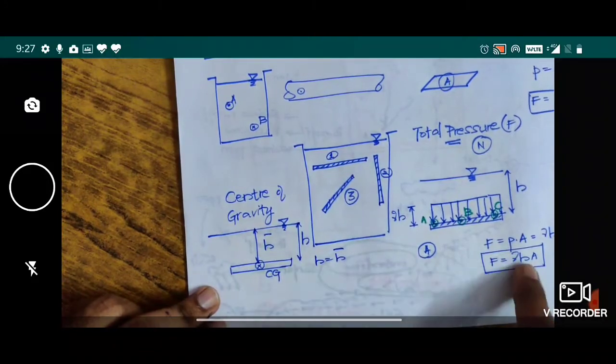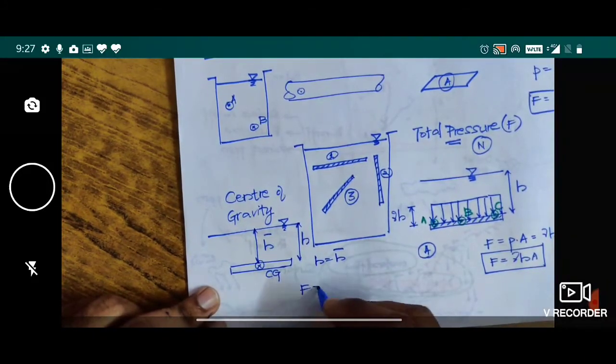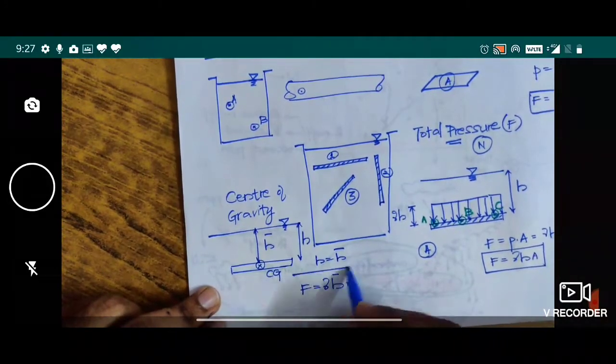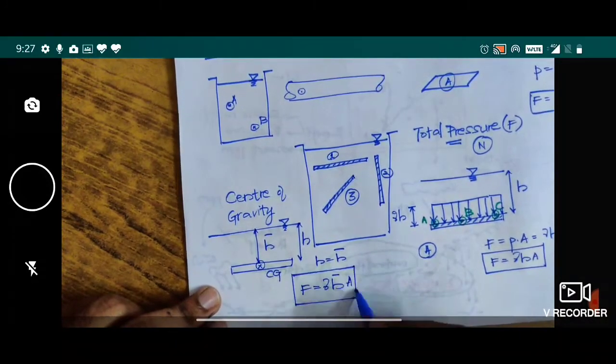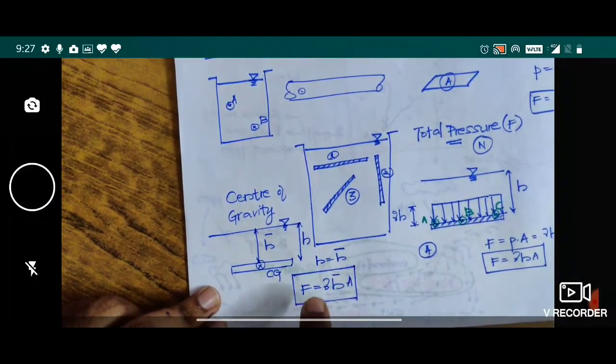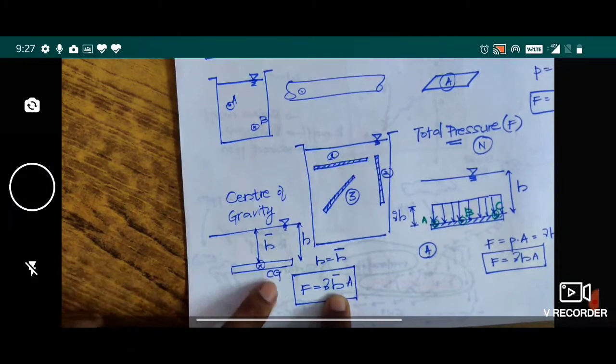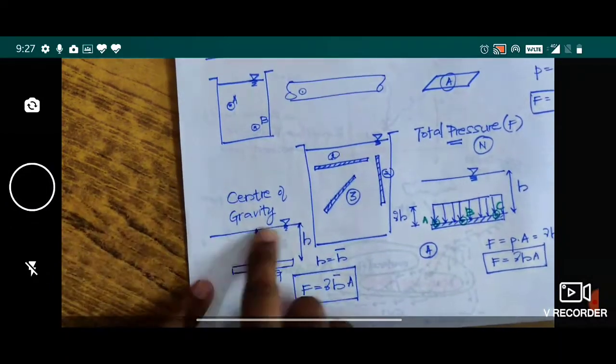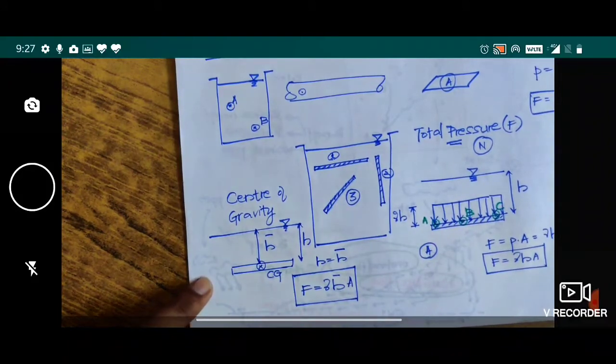So if I substitute that in this equation, I can write your force is equal to gamma into h bar into A. So this is the general equation to find the total pressure. In order to find the total pressure, the equation is F is equal to gamma into h bar into A, where gamma is the weight density, h bar is the depth of center of gravity from the free liquid surface, A is the surface area.